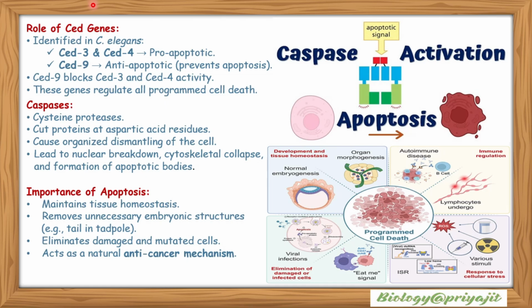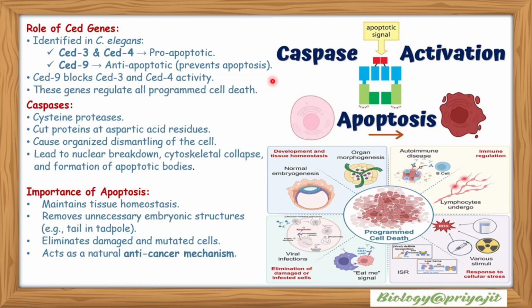Role of CED genes. CED stands for cell death abnormal, the genes identified in Caenorhabditis elegans. CED-3 and CED-4 are pro-apoptotic genes and proteins, and CED-9 is the anti-apoptotic gene, which prevents apoptosis. CED-9 blocks CED-3 and CED-4 activity. So these genes regulate programmed cell death.